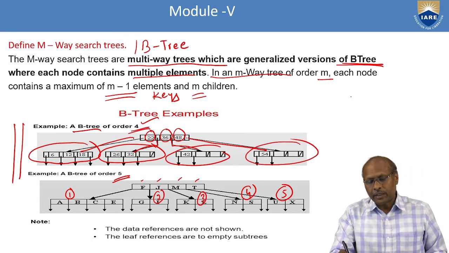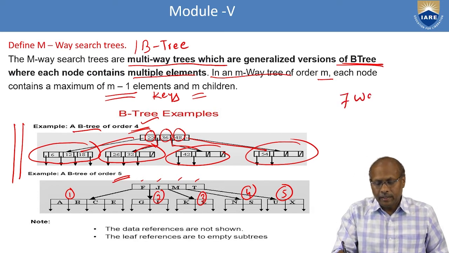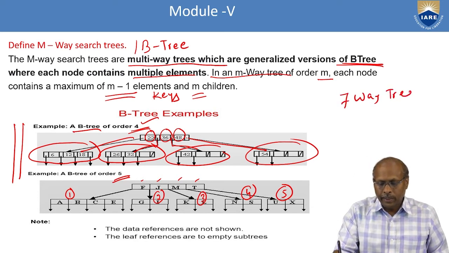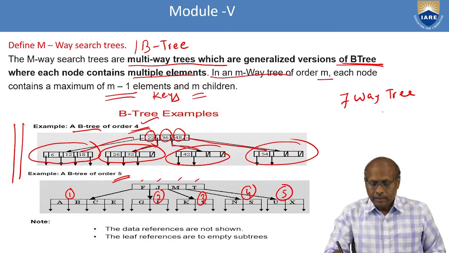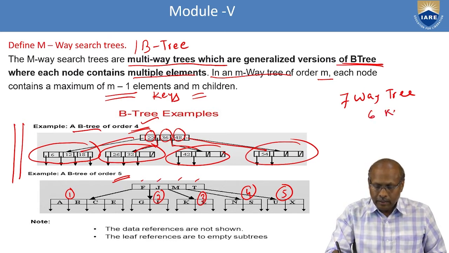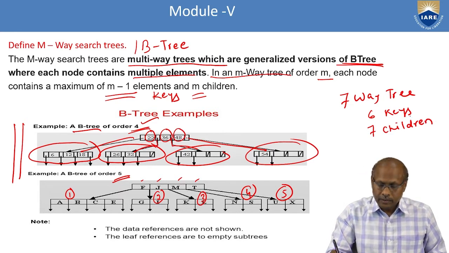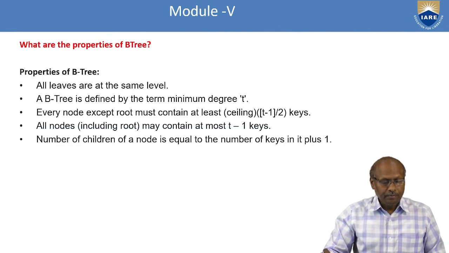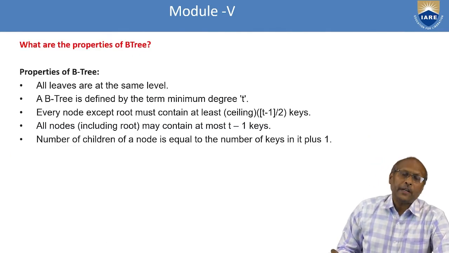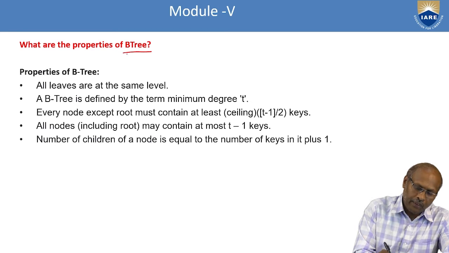Remember, sometimes they may ask a question: if it is a 7-way tree, how many keys will be there? There will be 6 keys. And how many children will be there? There will be 7 children. Similarly, if there is a 5-way tree, a 5-way tree means 4 keys and 5 children. So this way you can answer. Okay. Next question. They may ask a question, what are the properties of B tree, or what are the properties of M-way tree?